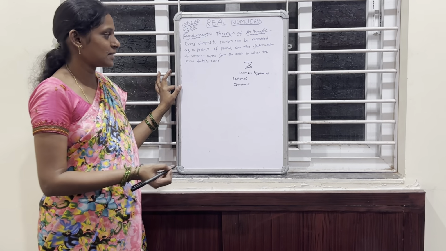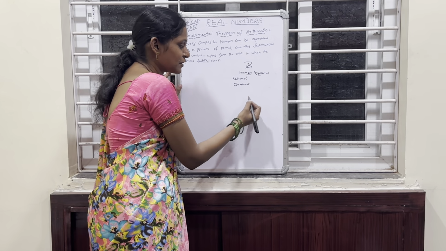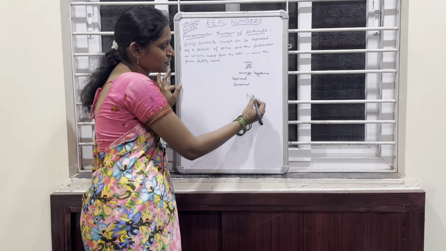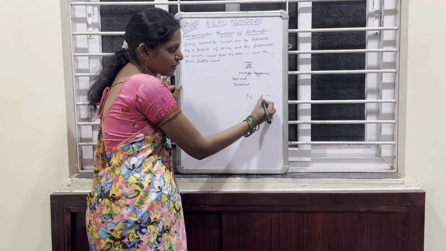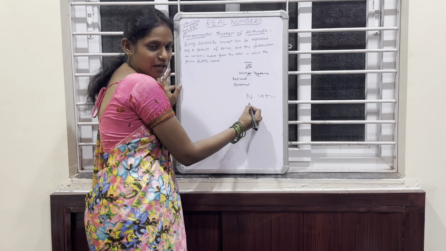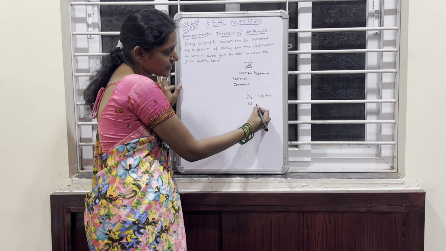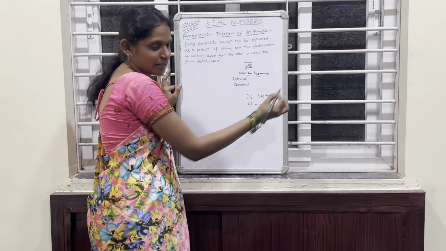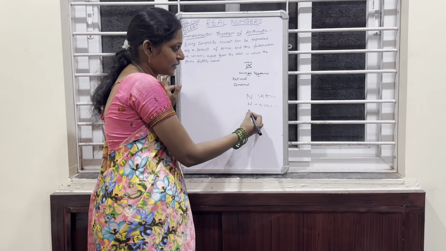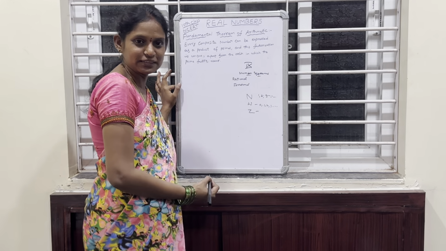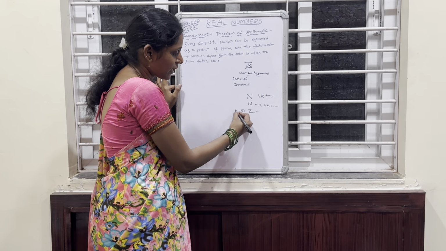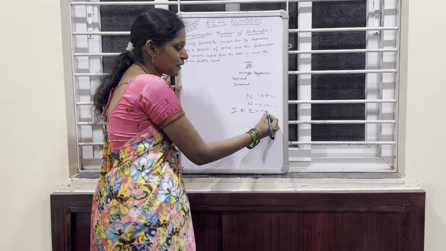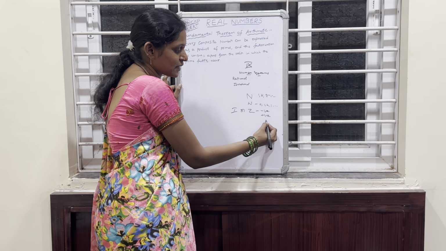Rational numbers, irrational numbers. In the number system, everyone knows N is a natural number. Counting numbers, natural numbers, start with 1 and so on: 1, 2, 3. And whole numbers, representation W, start with 0, 1, 2, 3 and so on. Infinite numbers are there. And integers, we can represent by Z or I. In integers, there are negative numbers, positive numbers, and 0.